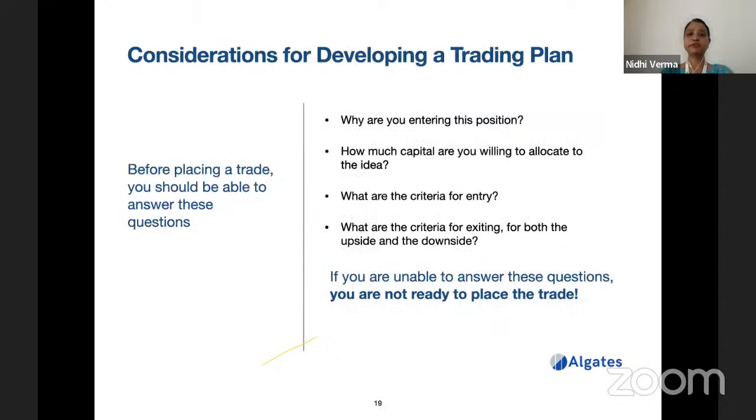So, considerations for developing a trading plan. What you should have before you place the trade, you should ask yourself these questions. Why are you entering this position? What is your idea? Whether you are speculating or hedging, or you want to make profit, there is a good profit potential. What do you want to do with this? Why are you entering? How much capital are you willing to allocate to this idea?